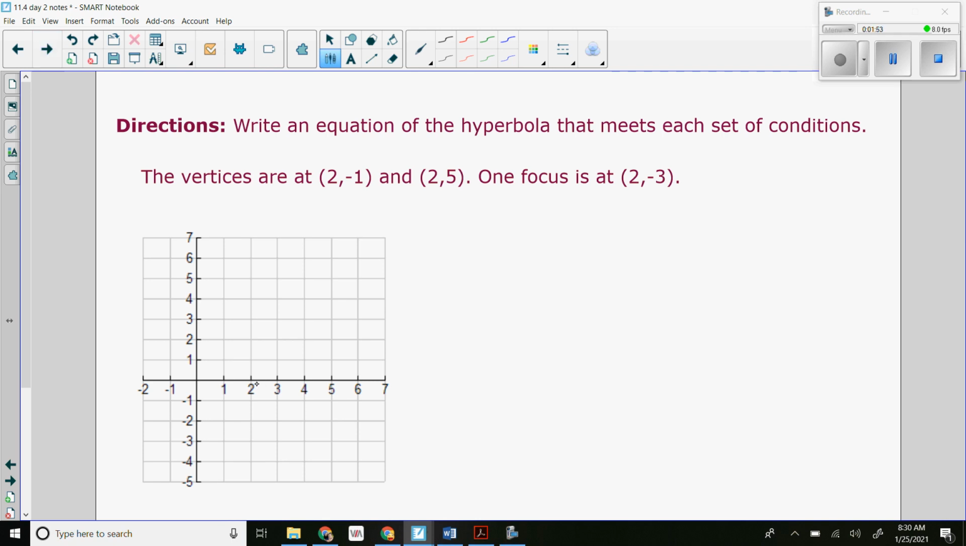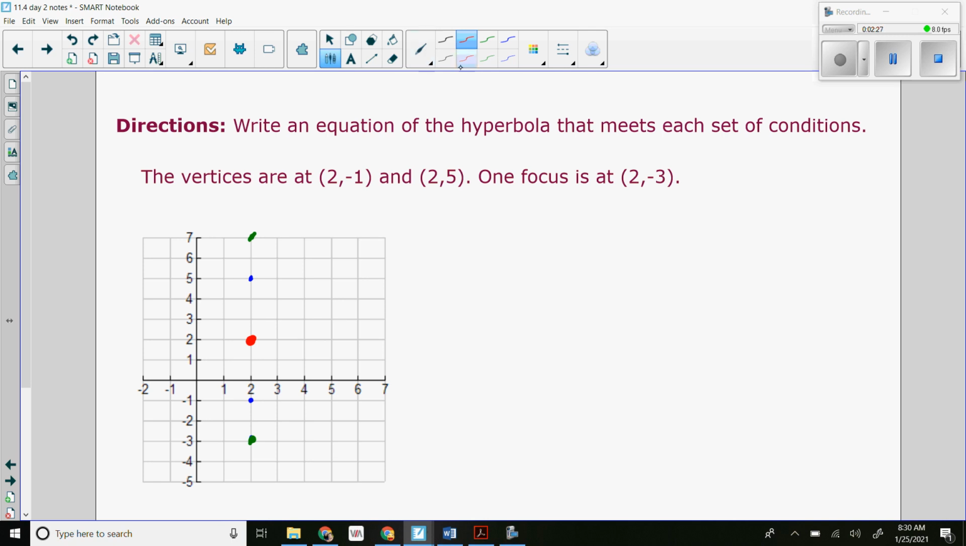(2, -1) and (2, 5) would be here and here. And it says one focus is at (2, -3). So 2 and then -3. All right, so what did it do for us? Well, let me change the color of the focus. First off, that focus is 2 units away from the vertex, so up here I could do another 2 units away. And then in the middle of all that, I could put a center, right? So if I count 1, 2, 3, 1, 2, 3 from my vertices there, that's going to be the center.